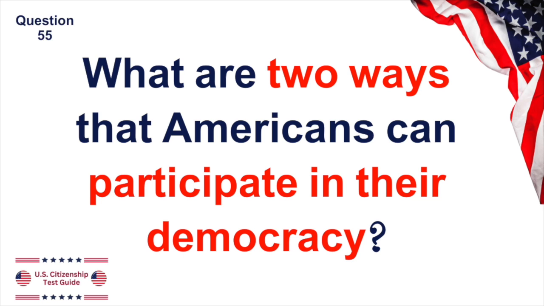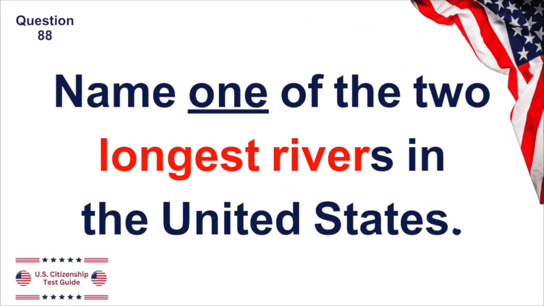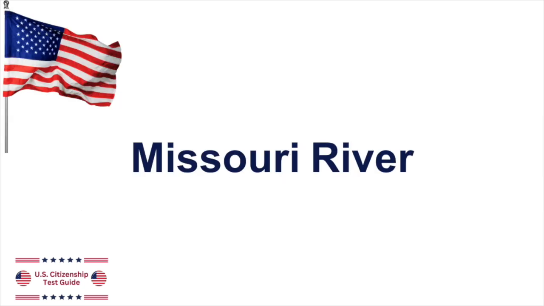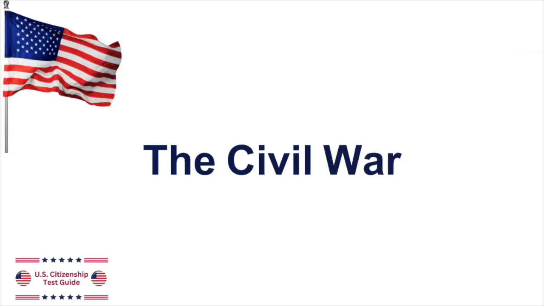What are two ways that Americans can participate in their democracy? Vote. Join a political party. Name one of the two longest rivers in the United States. Missouri River. Name the U.S. war between the North and the South. The Civil War.